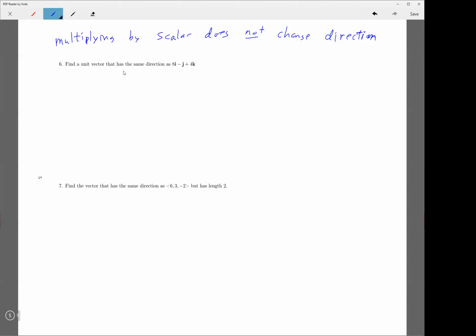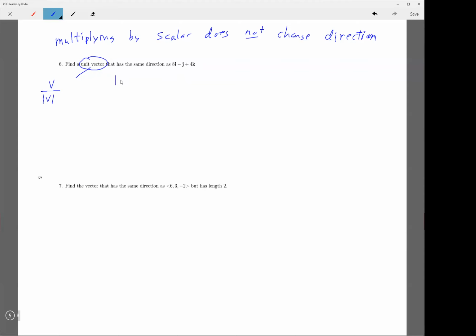So what you need to do here is if you have a vector, and to get the unit vector, if you divide by its magnitude, then you'll have magnitude 1. So like if the magnitude is 5 and you divide by 5, then the magnitude is going to be 1. Okay.